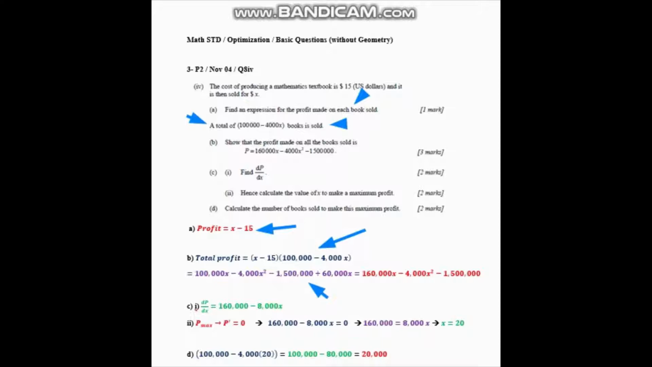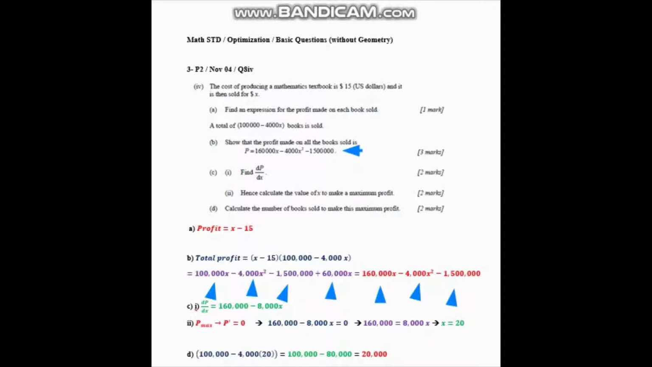I've added the 2 similar terms, which are 100,000x and 60,000x, and this gave me 160,000x, and the second and third terms remain as they are, and I hence obtained the expression in red, which is exactly the same as the one I was asked to obtain in the question.